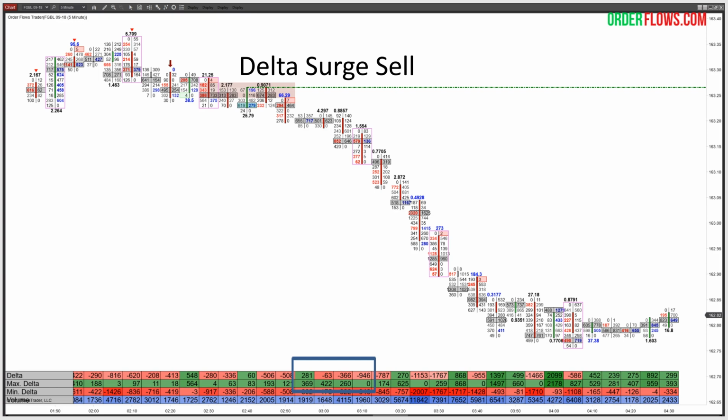Again, delta surge. This is a 5-minute chart here. You can see it: positive 281, minus 63, minus 366, minus 946. You're talking about a move from the 163.10 area down into the 162.80 area, again in the bulges. This is a move with no pullback back up here to retrace this area before the market sells off. It's just straight down. Those are the trades that you like to get as a trader.